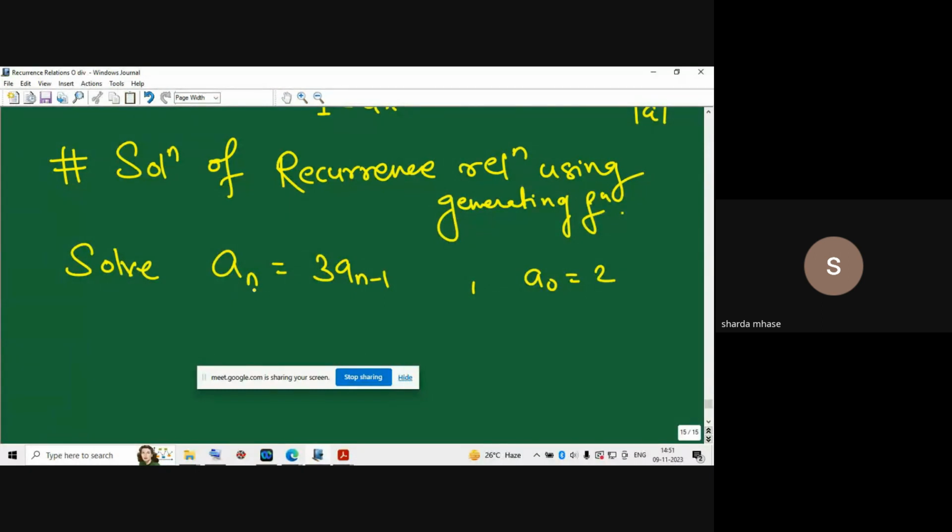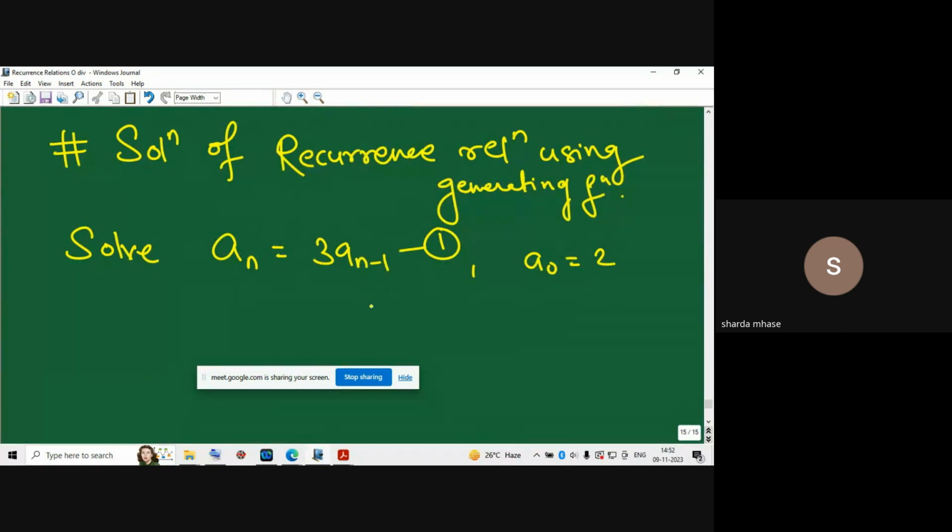So a1's value you can get with the help of this formula, then a2, a3 and so on. And you have the initial condition a_0 as 2. So let's see what happens. How are we going to use the generating function? Let's call it 1. Right now I have just the relation which represents the nth term of some sequence in terms of the (n-1)th term of the same sequence. So what do we do?